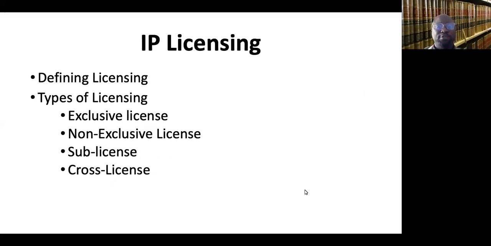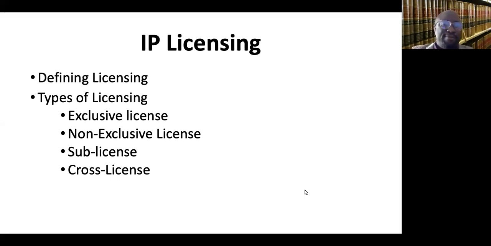So now moving to licensing. Licensing in the context of intellectual property refers to the legal permission granted by an IP owner called the licensor to another party called the licensee to use, sell, distribute, or otherwise exploit the IP rights owned by the licensor, that's the IP owner. This permission is typically granted through a licensing agreement, which outlines the terms, conditions, and limitations of the license.